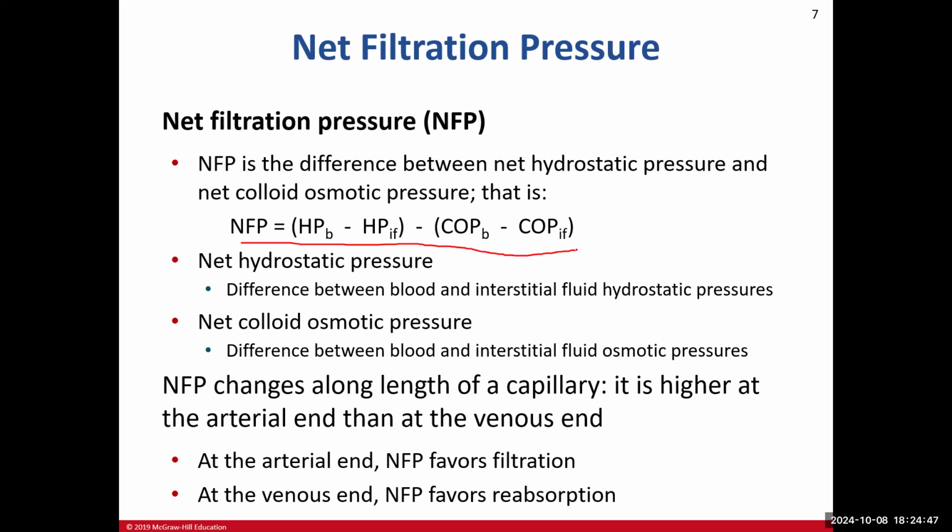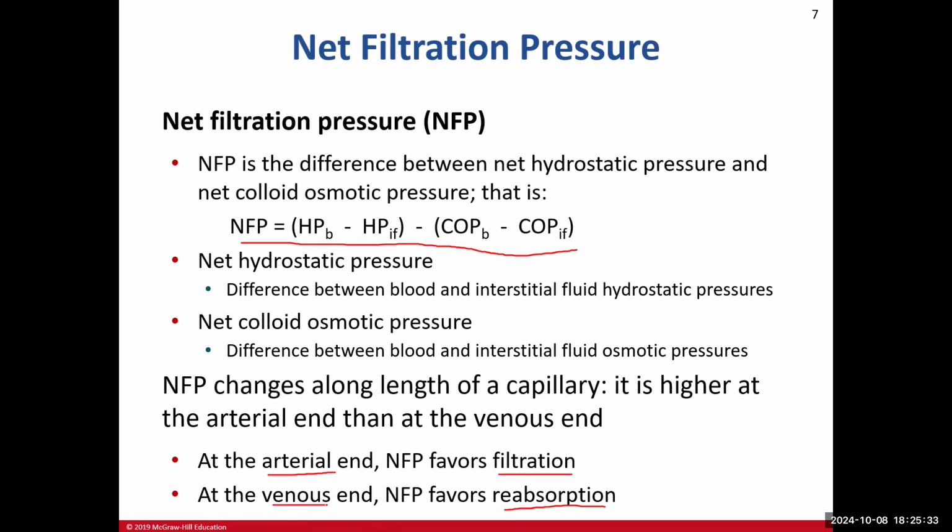Like the definition says up there, NFP is the difference between net hydrostatic pressure and net colloid osmotic pressure. So we're going to take the hydrostatic pressure both inside the blood vessel and outside the blood vessel and take the difference of that. Then we take the colloid osmotic pressure both inside and outside the blood vessel and take the difference of that. Then we take the difference of those two values from one another. If it's a positive value, then we favor filtration, and that should be at the arterial end. If it's a negative value, then it's going to favor resorption, and that should be seen at the venous end.